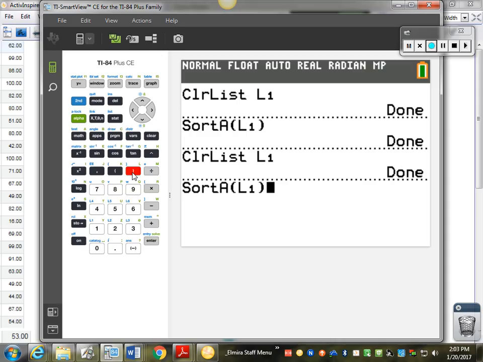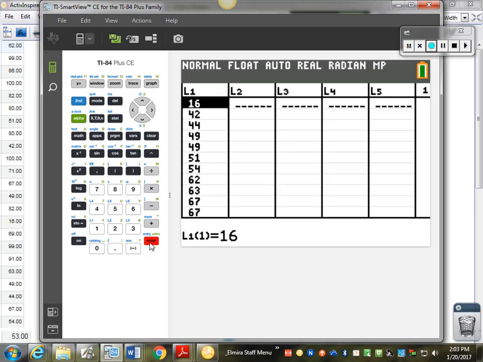Okay, I always close parentheses on the calculators, guys. Sometimes it matters. Sometimes it doesn't, but sometimes it does. And if you just close them all the time, then you never mess it up. Hit enter and it'll say done. And now when you go back to stat and edit, now your data is all rearranged for you in order from least to greatest.